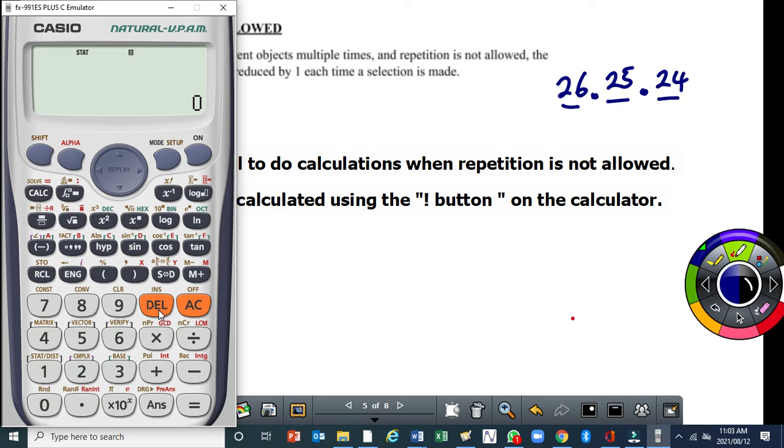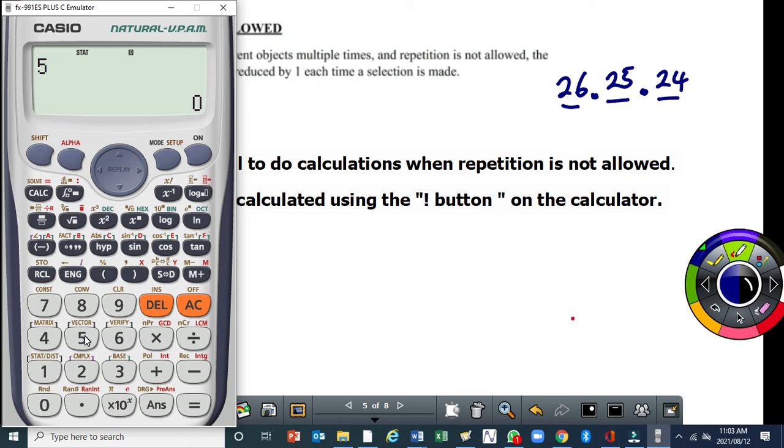This is how you do it. First, you have to put the number first. So if I want to calculate 5 factorial, I know the answer by the way. 5 factorial means 5 times 4 times 3 times 2 times 1. So what's the answer? What's 5 times 4? 20. Then you are left with 3 times 2, which is 6. 20 times 6 is 120.